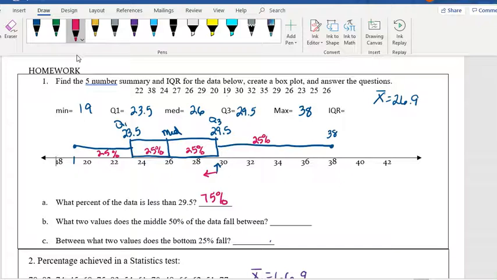All right, what two values does the middle 50 fall between? Well, the middle 50 is the Q1 and the Q3. There's the middle 50. So it's at 23.5 and 29.5. What two values does the bottom 25% fall between? Well, that would be 19, and I should have labeled that as 19. Shame on me. 19 and 23.5.